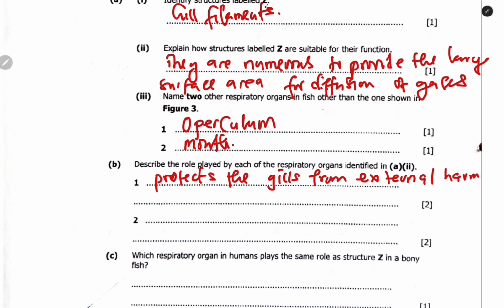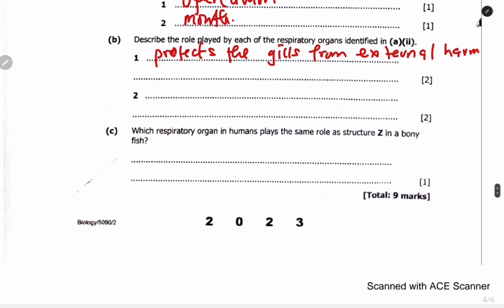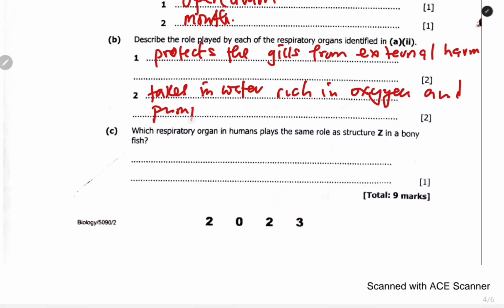Then of course, what about the mouth? What is the function of the mouth? The mouth is the one that opens. You know that the fish breathes by taking in water through the mouth. So the mouth takes in water rich in oxygen and pumps it over the gills. That is what we can say in terms of the function. Please be able to bring out any other functions that you think apply to this.